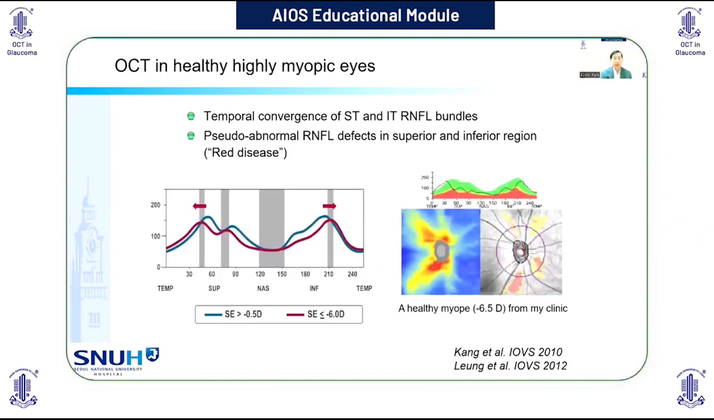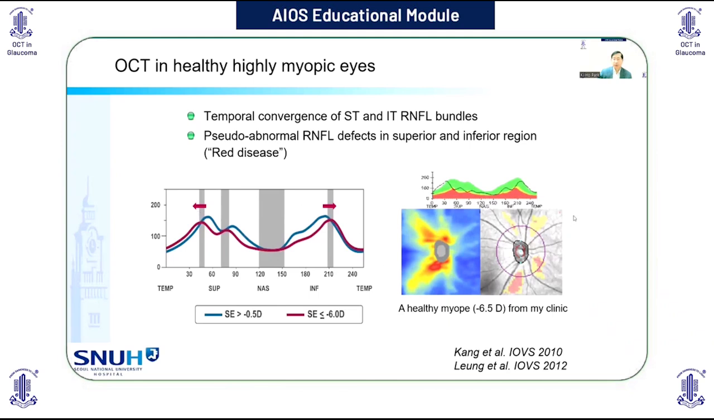In OCT, care should be taken to differentiate true defects from pseudo-abnormal RNFL defects. Because of eyeball elongation, the temporal convergence of superotemporal and inferotemporal RNFL bundle thickness peaks moves temporally, as you can see in this graph.